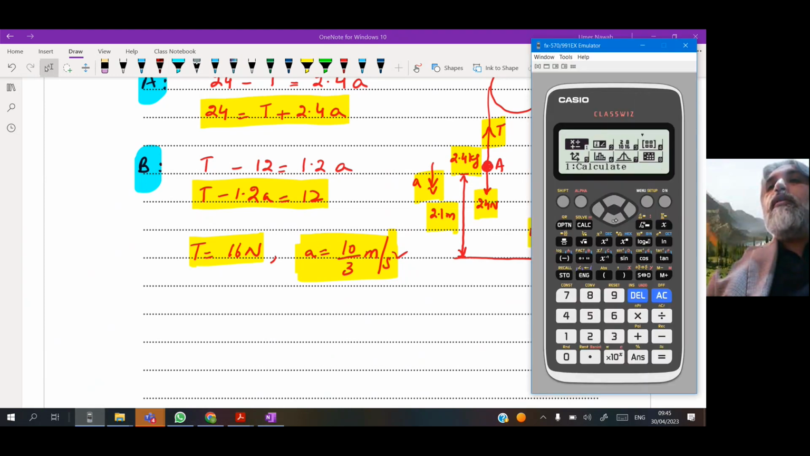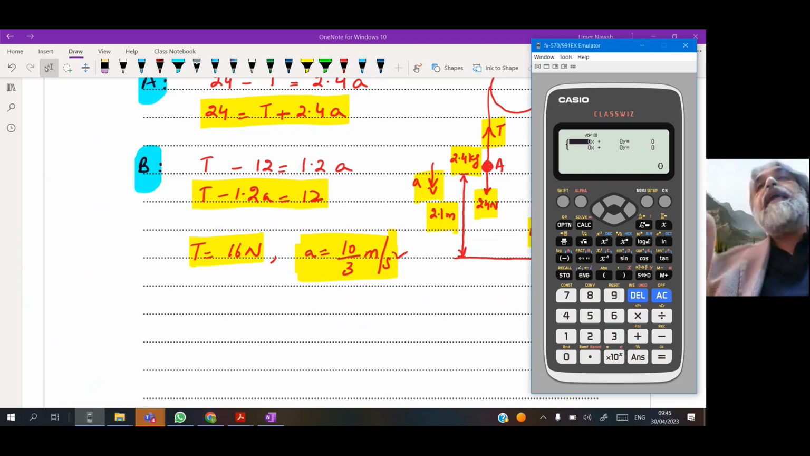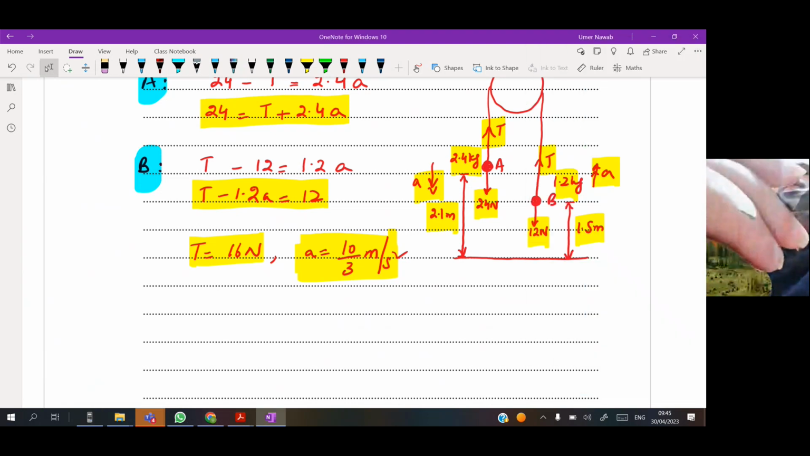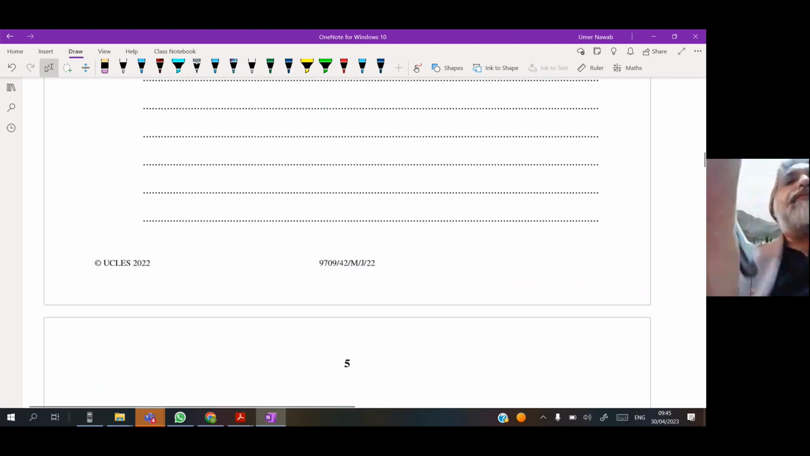You go to the menu, and here you go to the simultaneous equations, and you know how to operate and get the value of T and A. Here I totally relied on the calculator. But guys, 1 mark normally the examiner gives for showing the method. And as an A-level student, I am expecting you can easily show the method even by elimination or by substitution. That's not a big deal for you.